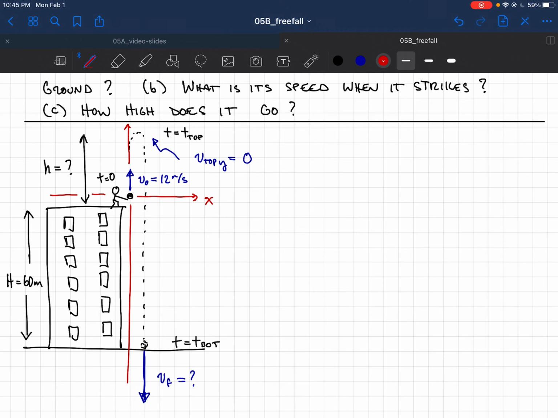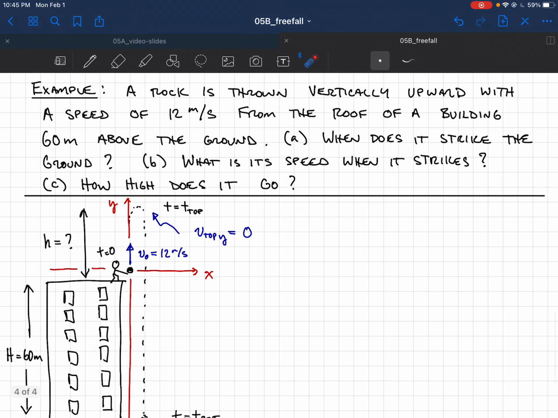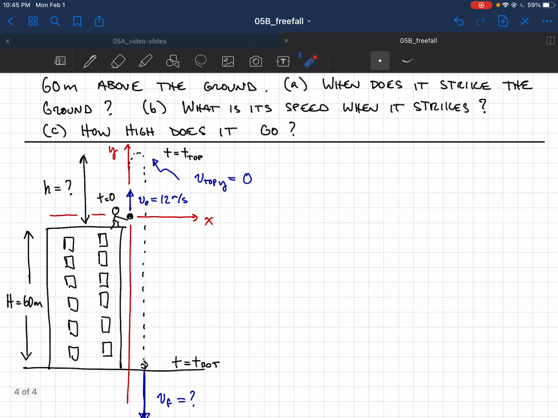And I'm going to call the vertical axis the y-axis, and I'm going to place the origin right where the object starts. I don't have to do that. I could have put it down here, but I'm allowed to put the coordinate system wherever I like. So we're asked all these questions. How do we solve them?